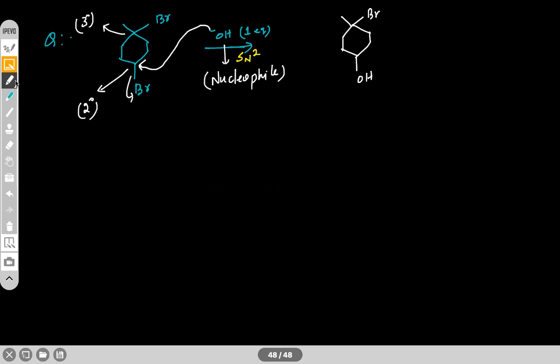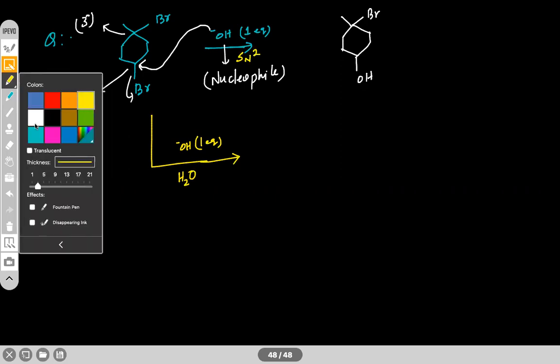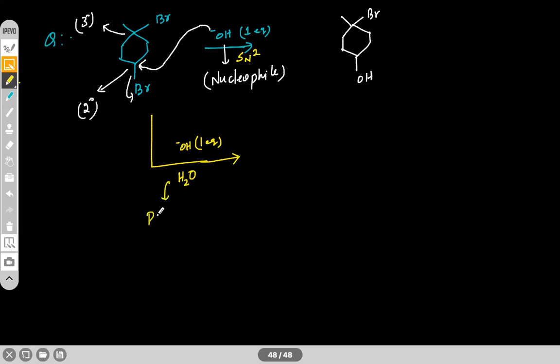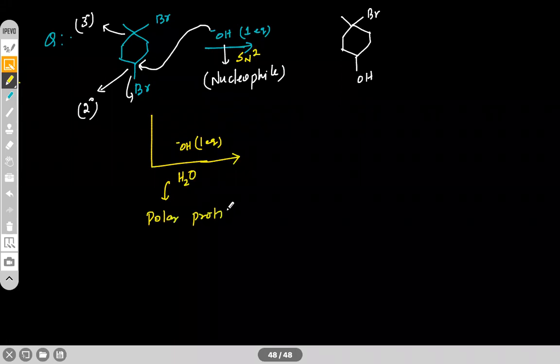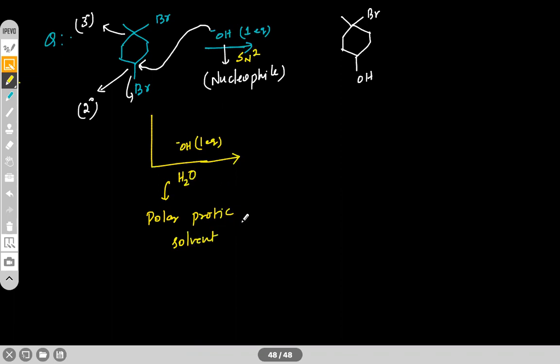Okay, but suppose the same reaction we are considering, nothing else is mentioned, and we have one equivalent of OH minus, and the solvent we are taking is H2O. Water is the solvent. So since water is a polar protic solvent, this favors SN1 reaction. So for SN1 reaction, again you have to compare secondary or tertiary. Where the SN1 reaction is more favorable, obviously tertiary.